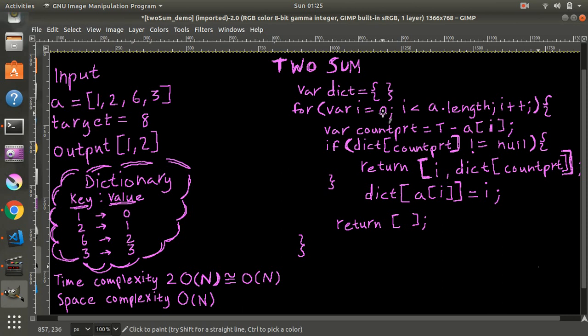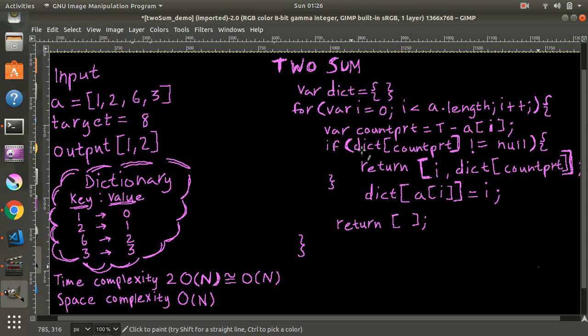So that brings us to i equals 1. When i equals 1, it indicates the element here, 2. So again, we do the computation target minus a of i. So target is 8 and a of i is 2. So 8 minus 2 is 6, and looking here we know that we have a 6 in the dictionary. So that means we have a 6 in our array, so it has to exist in our dictionary. So dictionary of 6 would be 2, which is its index position.